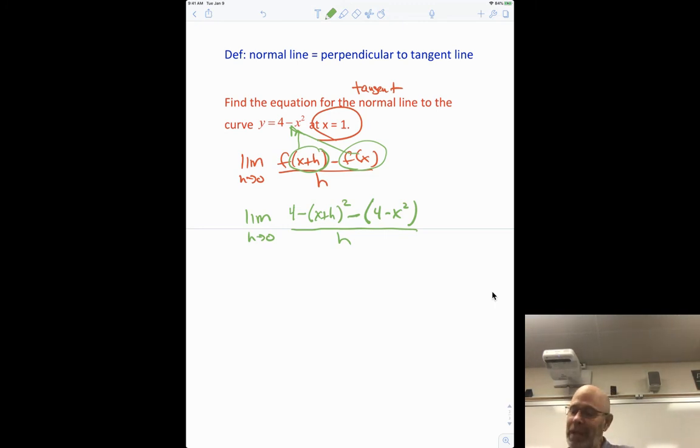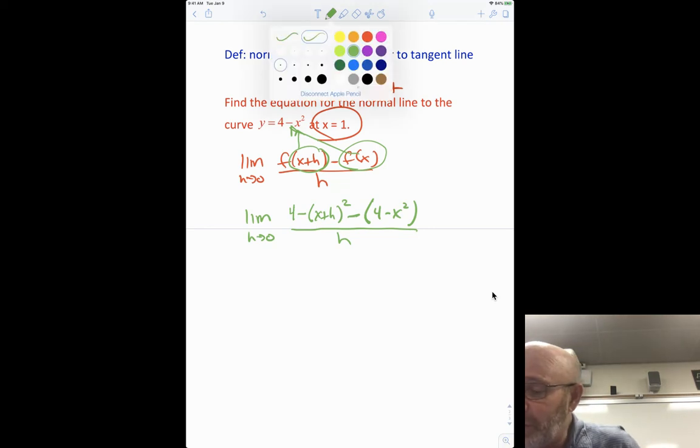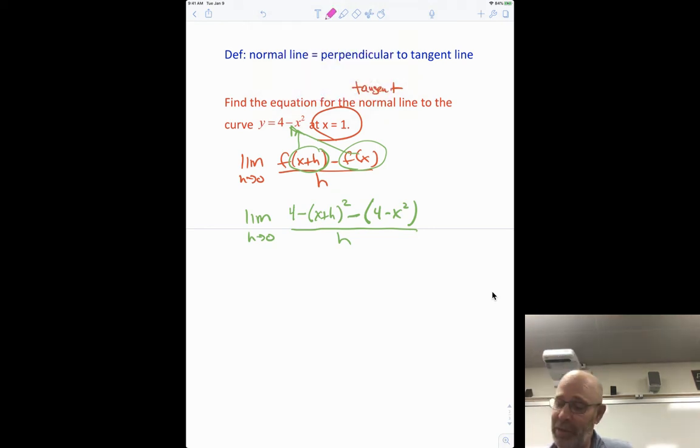So if we did what we did in the first section with limits, remember the idea is just plug that 0 in. Well, if I just plug that 0 in, if h is 0, this would be 4 minus x squared, minus 4 plus x squared, over 0. You get 0 over 0. Doesn't help you at all. It means you've got to simplify, reduce, factor, whatever, right? So that's what we're going to do.